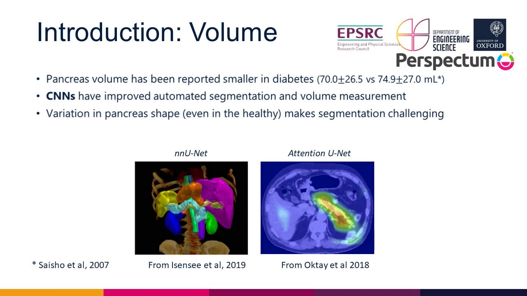With regards to volume, pancreas volume has been reported to be smaller in diabetic subjects. The development of deep learning and convolutional neural networks have substantially improved automated segmentation and volume measurement of the pancreas. Attention-based as well as self-adapting network architectures have been recently presented with applications in pancreas segmentation. Now, the variation in pancreas shape, even in the nominally healthy population, makes segmentation of the pancreas a really challenging problem.